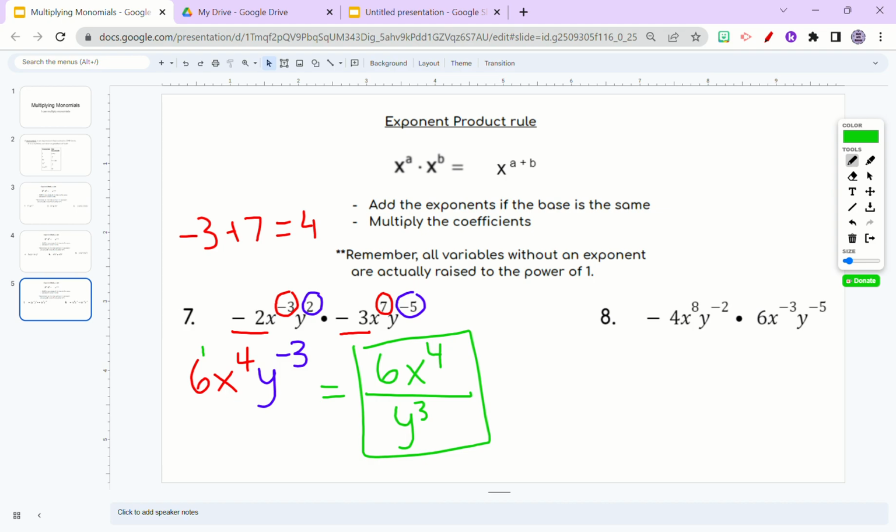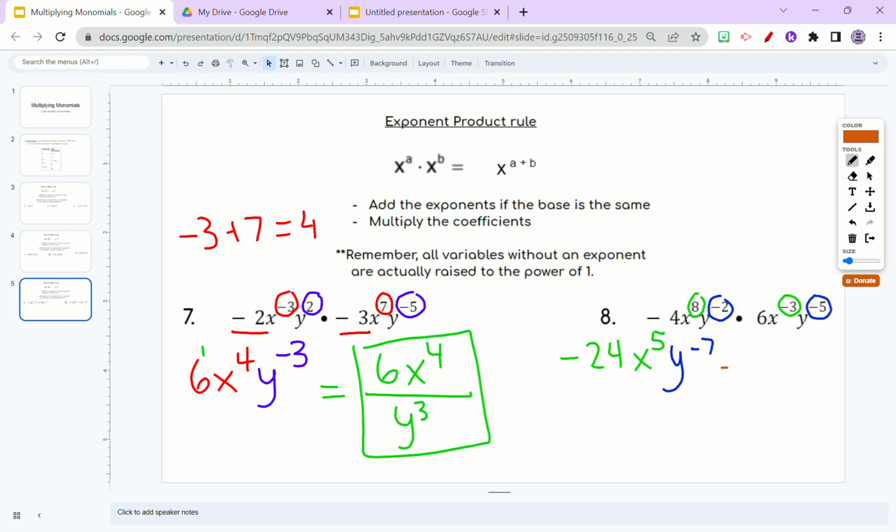All right, and let's look at number 8. So we're going to start with our coefficients. Negative 4 times 6 is negative 24. Then we have our base of x, and we are going to add 8 plus negative 3, which will get us positive 5. And then we have y, which I'm going to change colors again. We have the base of y, and it's being raised to the negative 2nd plus negative 5, which will get us negative 7.